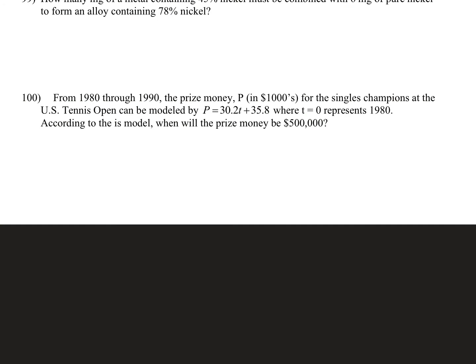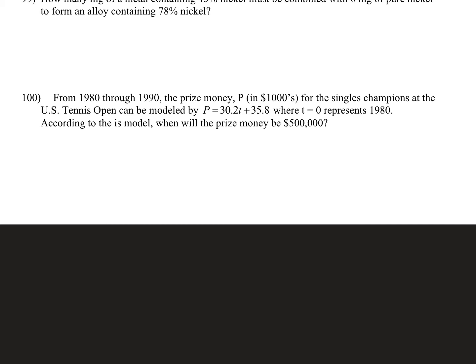All right, so problem number 100. They've given you a formula that tells you the prize money for the singles champions in thousands, where T represents years after 1980. So T equals 0 is 1980, and you're asked when the prize money is 500,000.